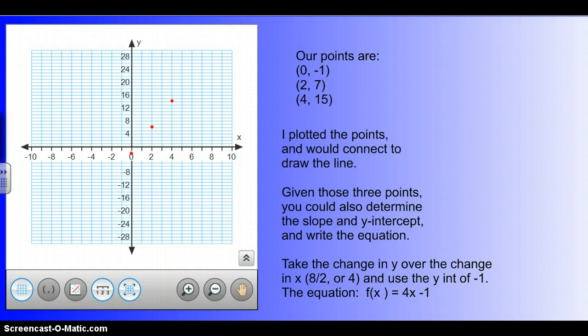All you would have to do is take the change in y over the change in x to determine the slope. That's 8 over 2, or 4. And use the y-intercept that's actually given in the first point. You see the first point is (0, -1). When x is 0, then the y value must be the y-intercept. So our y-intercept here is -1. We could draw this easily by starting at -1 and using the slope of 4. Or you can plot the points as I've done here. It all represents this function, f of x equals 4x minus 1.